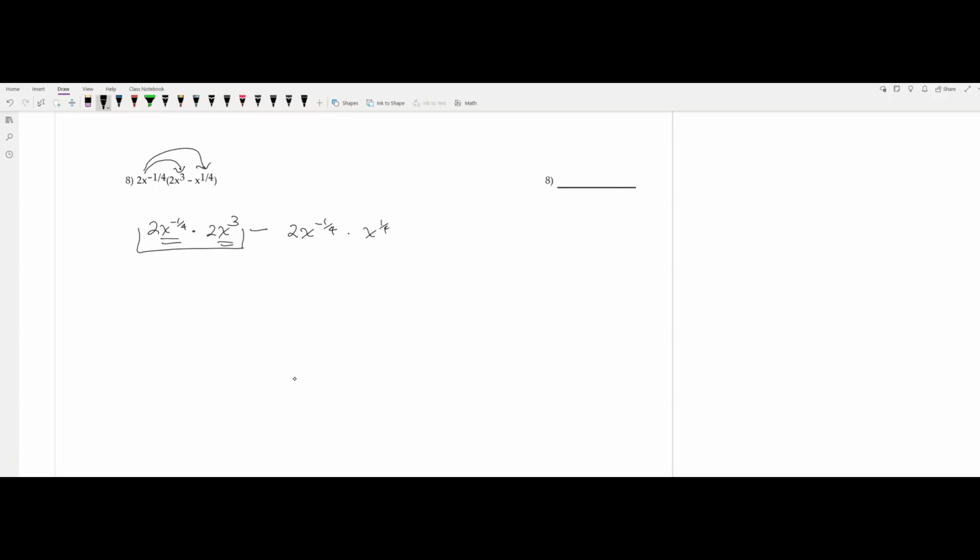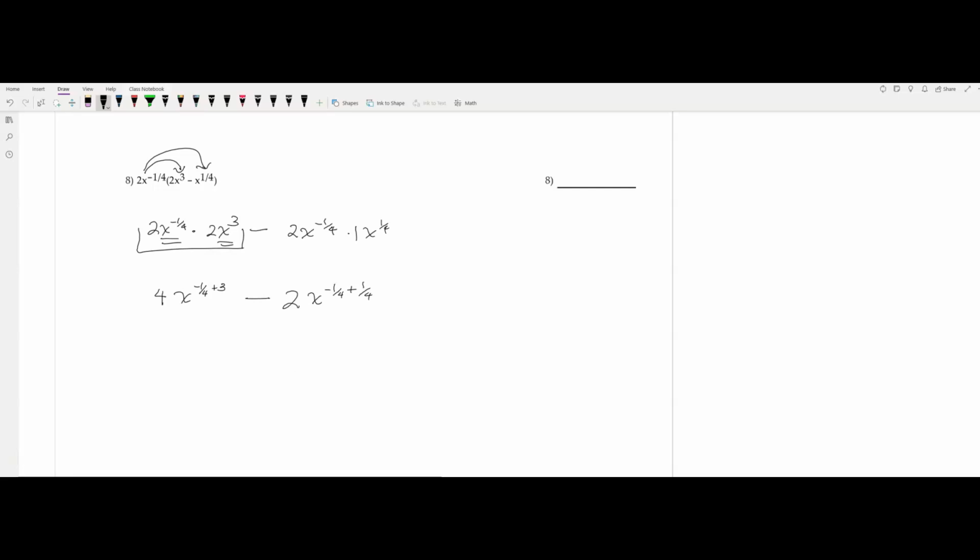When you multiply 2 exponents, you add the exponents. So you have 2 times 2, 4. And then here we have x to the power of negative 1/4 plus 3. That's the way we're going to deal with this. Then here we have 2 times 1, right? We assume this is 1. So it's just 2. And then here we have x to the power of negative 1/4, since we multiply, plus 1 over 4.